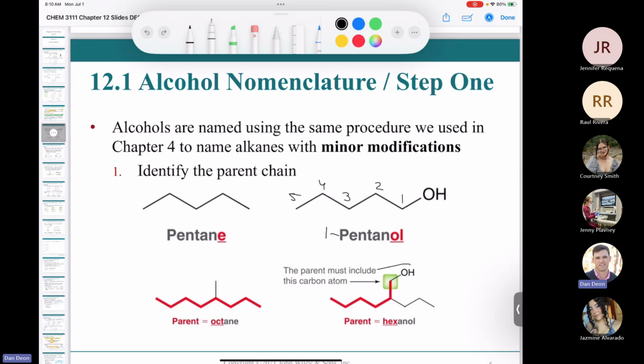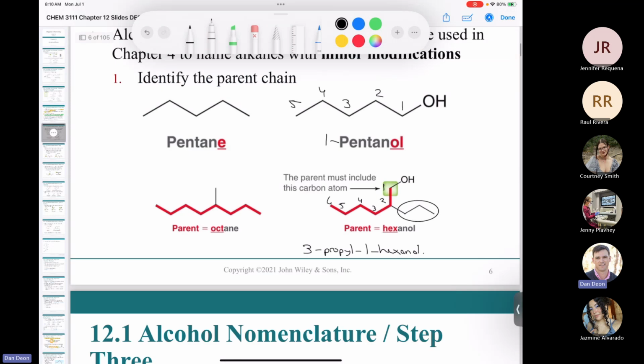But here, remember, the longest chain has to include the hydroxyl the same way it did with an alkene. So this is a 1-hexanol, right? We have 1, 2, 3, 4, 5, 6. So this is 1-hexanol. So this would be what? 3, and this is a propyl group right here. So this would be 3-propyl-1-hexanol, or you could call it 3-propylhexan-1-ol. Either one is totally fine.